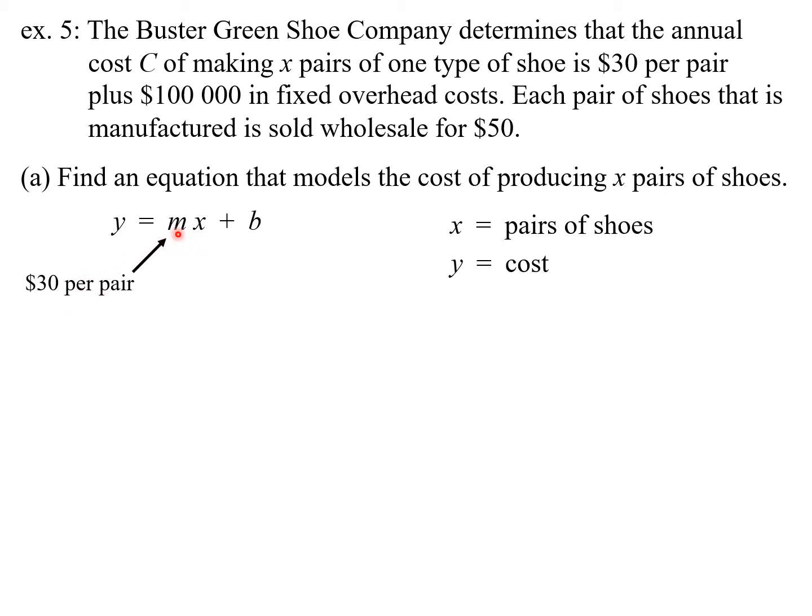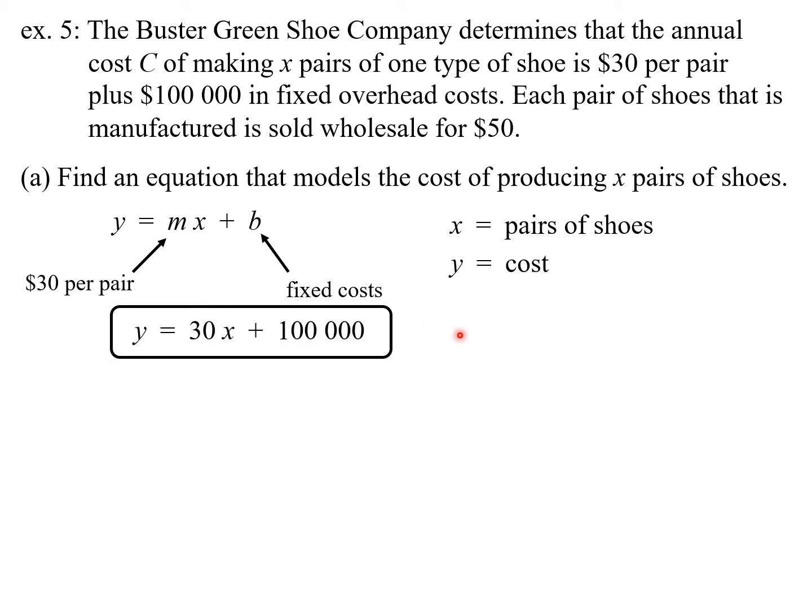So the rate of change is $30 per pair. The fixed costs are $100,000. That's the starting point for the cost, if you will. So that means that the equation that models this will be y equals 30x plus 100,000.